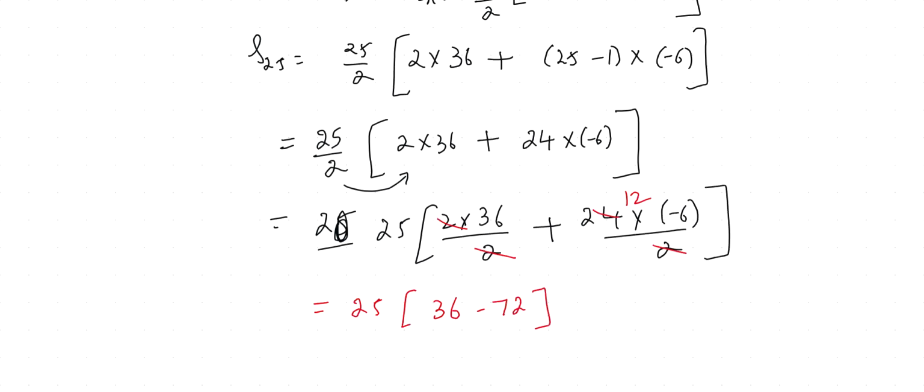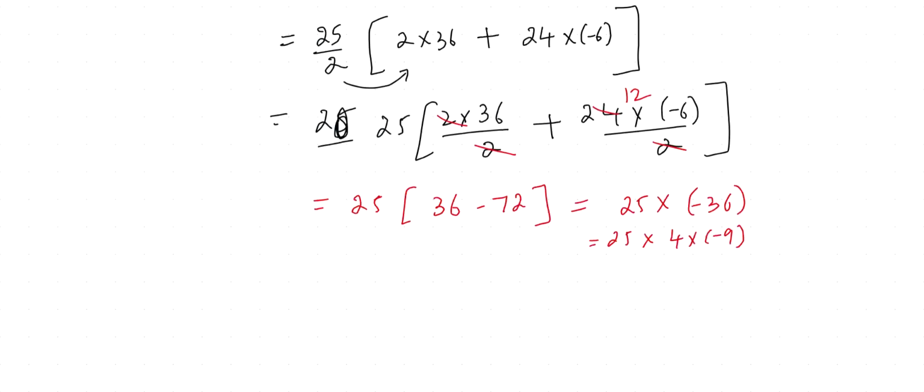So it's negative. And of course, we're going to get a negative sum because it's a decreasing AP. We are eventually going to have negative terms, and when we add up all of them, we might get a negative result. It's expected. 25 into 36 minus 72 is 25 into negative 36. That will be 25 into 4 into negative 9. 25 into 4 is 100. 100 into negative 9 will be minus 900. That is the S25, sum of the first 25 terms of the AP. The typical sum that you can expect.